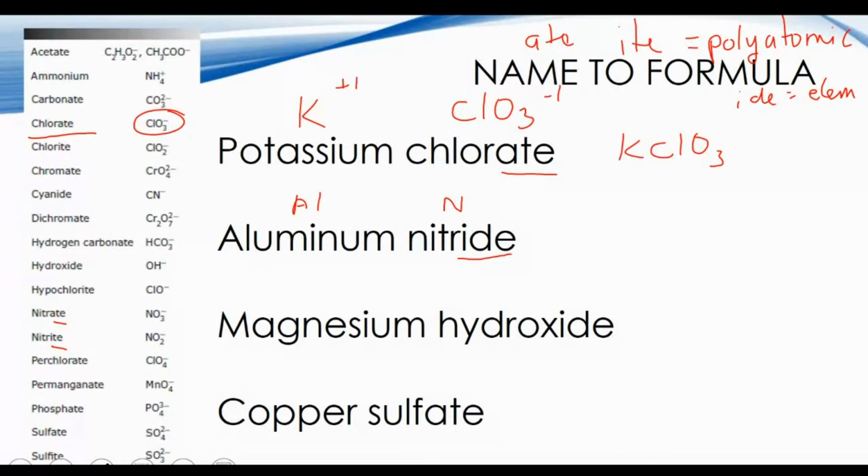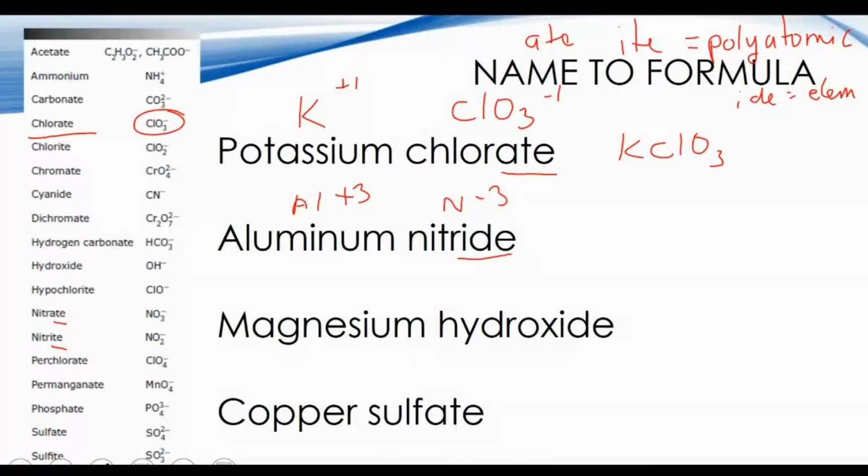So we have aluminum nitride. Now, we figured out the symbols. Now we have to figure out their oxidation numbers. Aluminum is in group number 3, and its oxidation number is +3. Nitrogen is in group 5, and its oxidation number is -3.